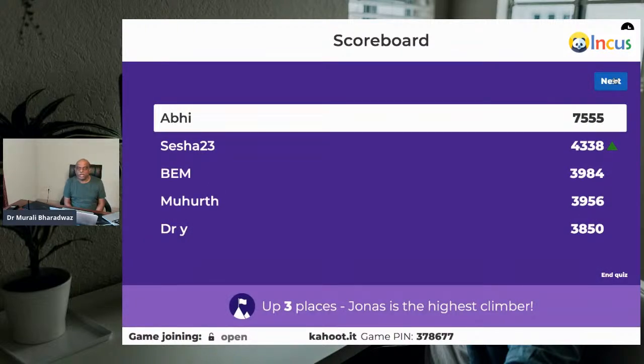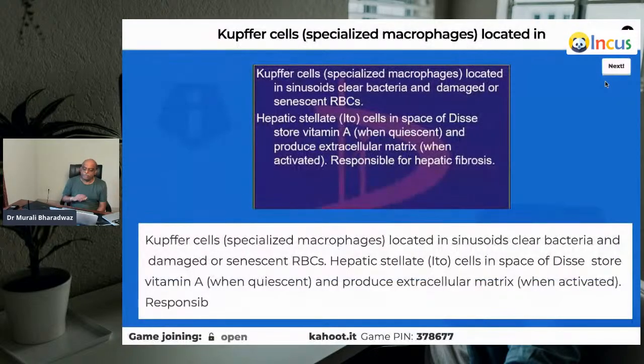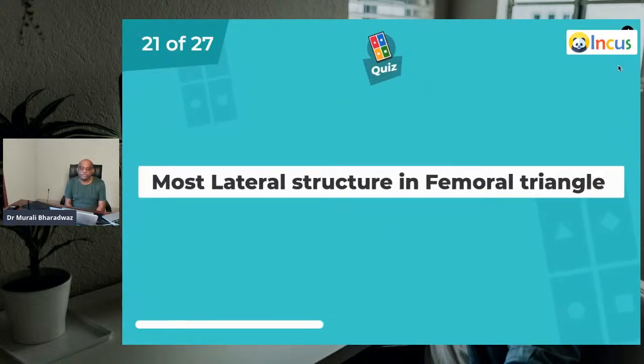Very good. Jonas is the highest climber. Abhi is enjoying the crown of glory, staying on the top, followed by Sesha 23, Bem Muhurat, and Dr. Y. So, doctor, you should be very sure hepatic stellate cells are responsible for hepatic fibrosis.